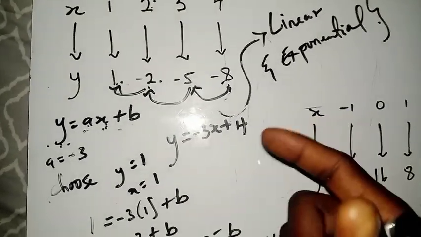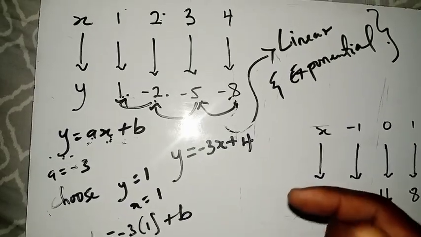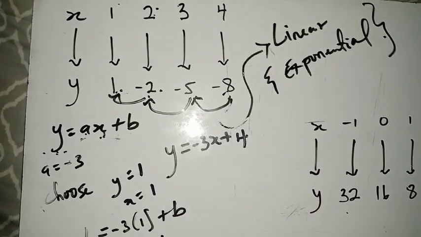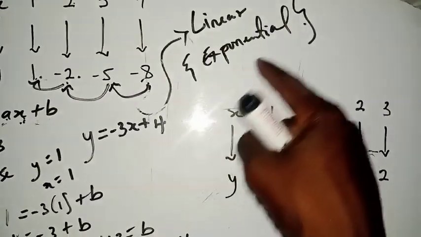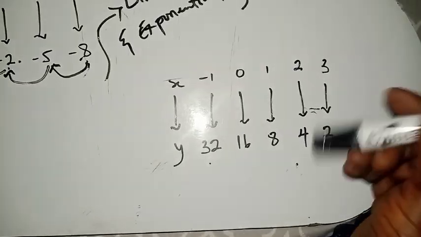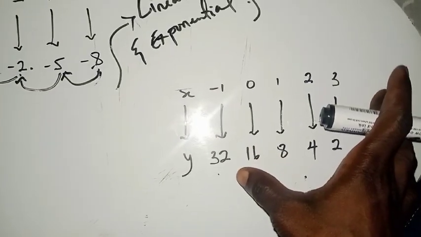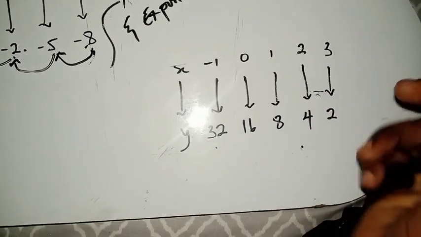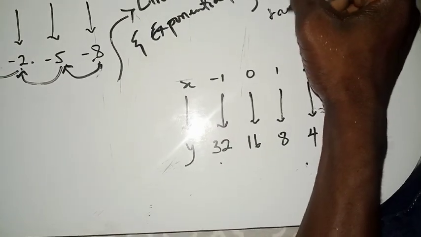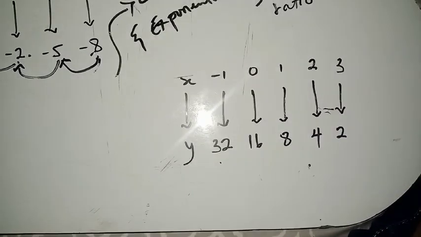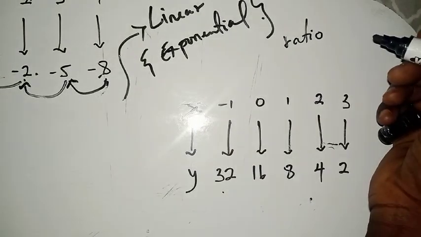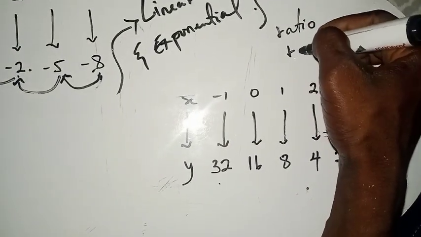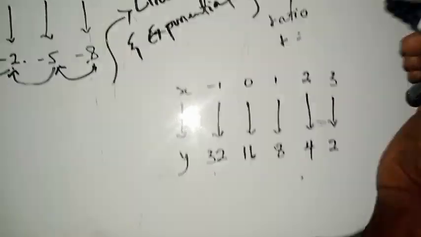So now let's deal with how to identify the second twin brother or twin sister, which is an exponential mapping. The best way to identify that a particular mapping is an exponential mapping is to deal with something that we call a ratio. Is that okay? A ratio. So we are going to check. How do we check the ratio here? The symbol of that is just going to be small r.